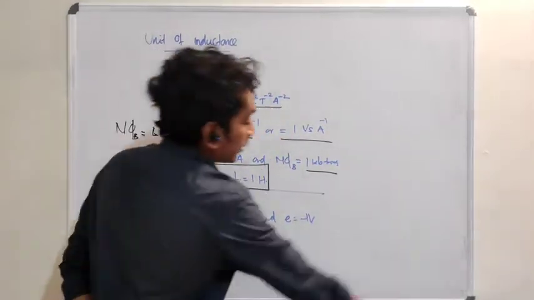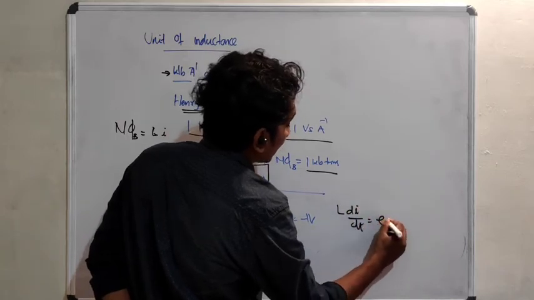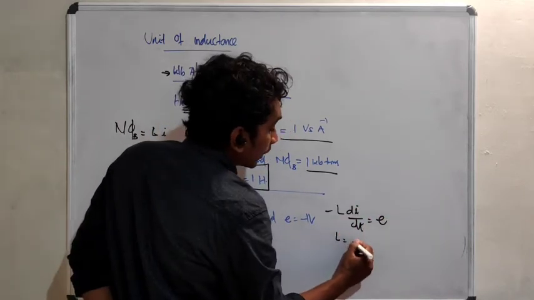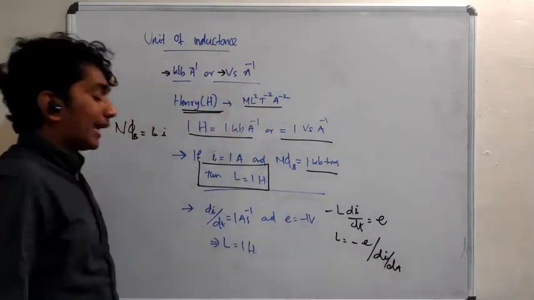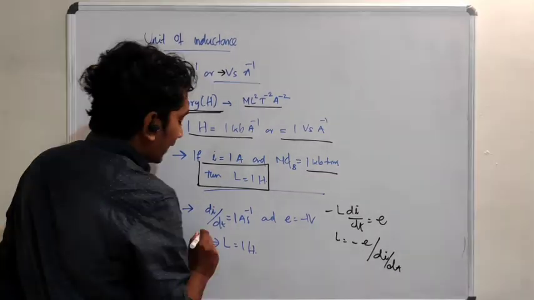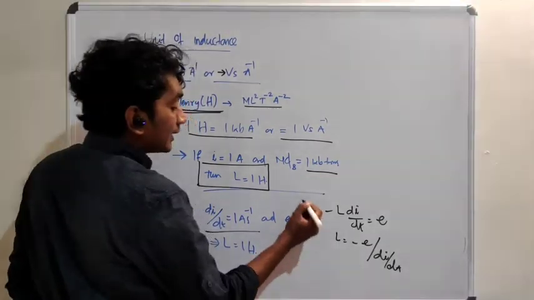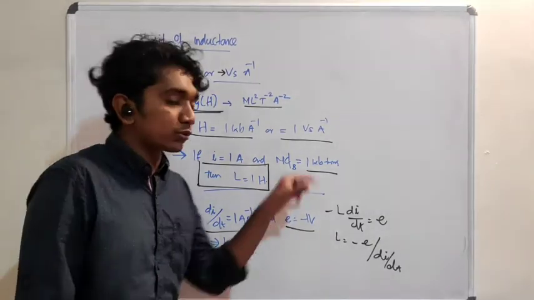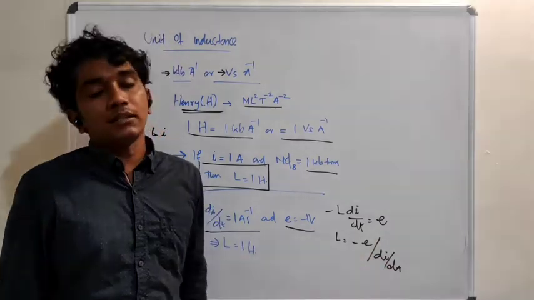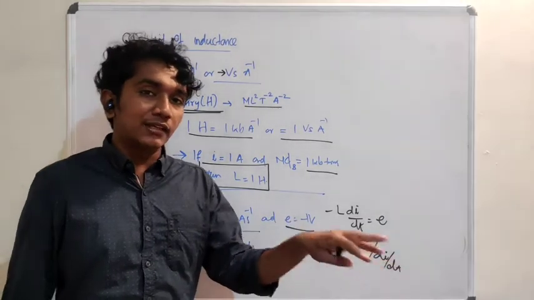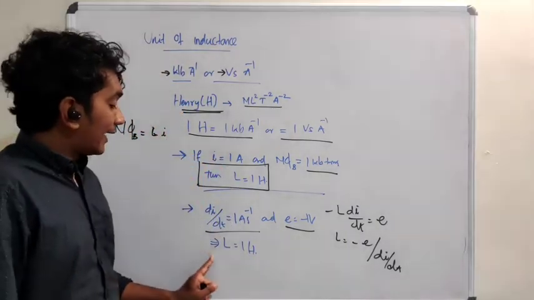And also we have the equation L di/dt equal to minus E, or L is equal to minus E divided by di/dt. Again you apply the values. di/dt is equal to 1 ampere second^-1, and then E is equal to -1 volt. What is this -1 volt? It is the opposing voltage, the opposing EMF. The induced EMF which is opposing. That is what the minus sign means. So L is equal to 1 Henry.